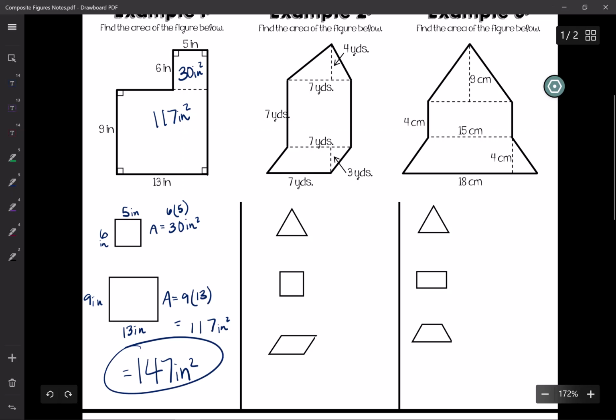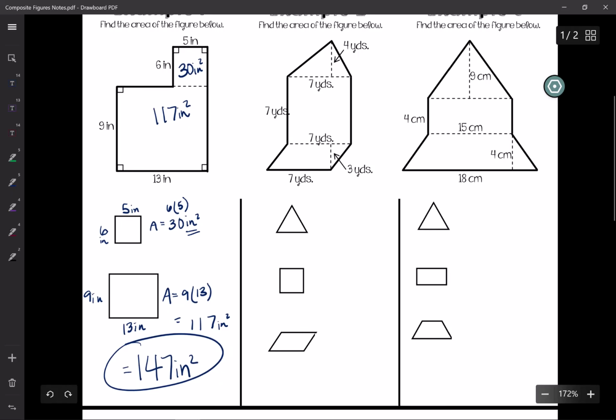Okay, and if you notice too, whenever we express area, you always want to square the units. And the reason why we're doing that is because you're not just multiplying the numbers, you're also multiplying the dimensions. So this is 9 inches times 13 inches, and inches times itself is just inches squared. Okay.